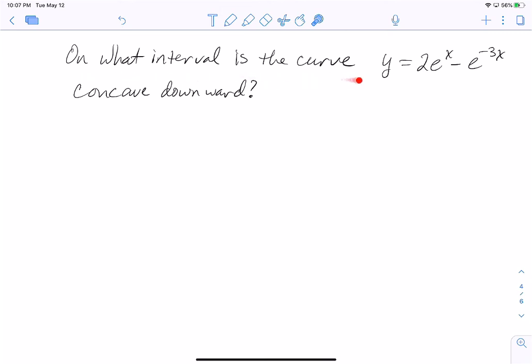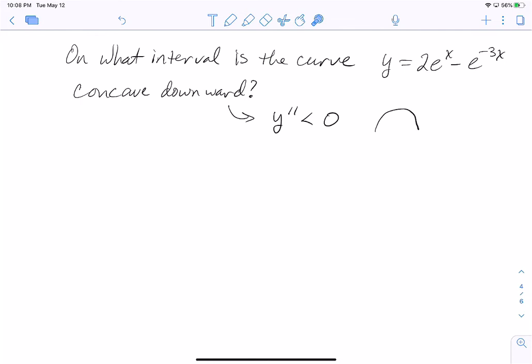On what interval is the curve y equals 2e to the x minus e to the negative 3x concave downward? We may recall that concave downward means that y double prime is negative. And the picture of concave downward is kind of like an arch, a rainbow shape, an upside down cup. Knowing that we need the second derivative to be negative, we should differentiate twice, right?